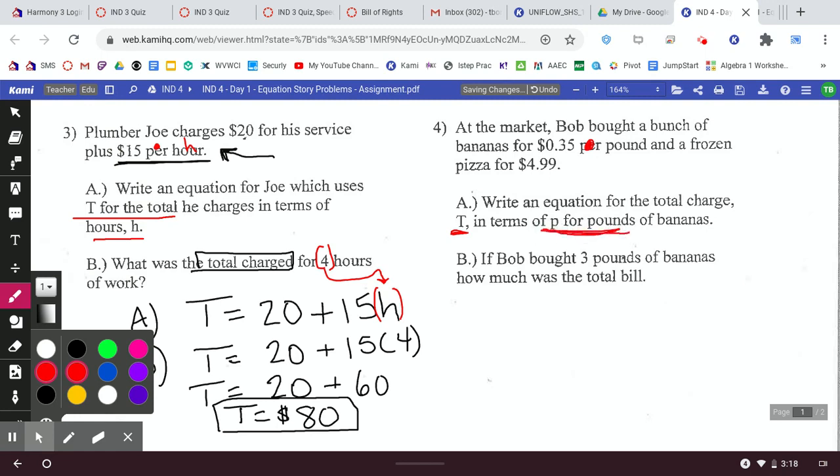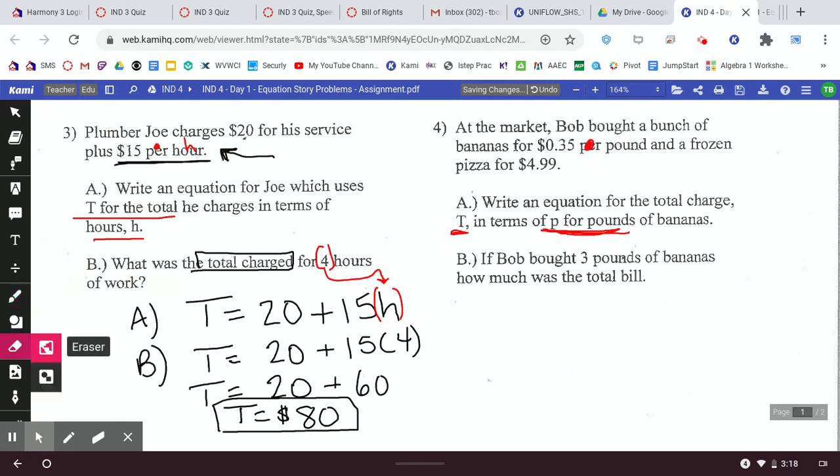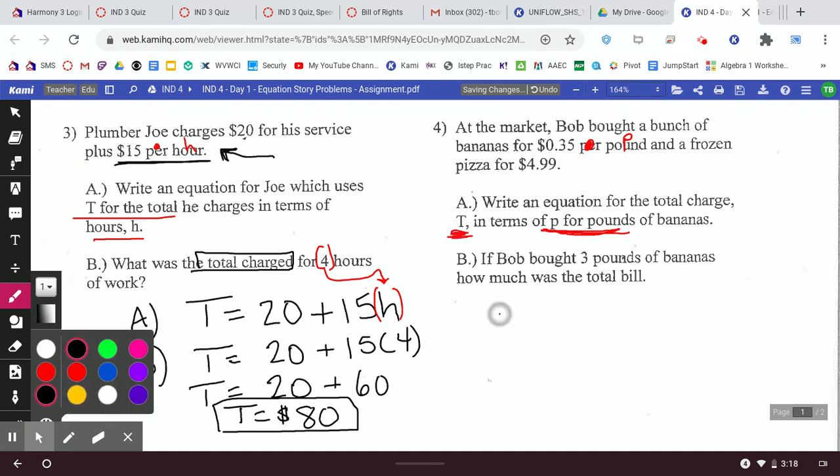So up here in the equation, we had 35 cents per, right? And we're going to use P for pound. Okay, that's kind of a horrible P there, but that's what it's supposed to be. There we go. So let's look at what our equation would be. So again, they tell us to use the T for the total. So I'm going to use total, and this is part A. Let's do that, part A. We're going to use the T for total, the total amount that Bob spent at the store.